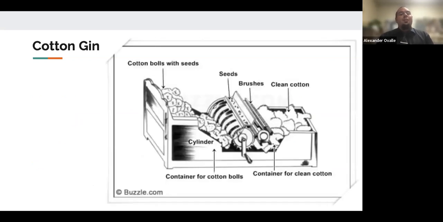Here's a picture of the cotton gin. You put the cotton in over here. It combs through the seeds. You turn the wheel, you turn the handle. The brushes take out the seeds, and you get clean cotton.